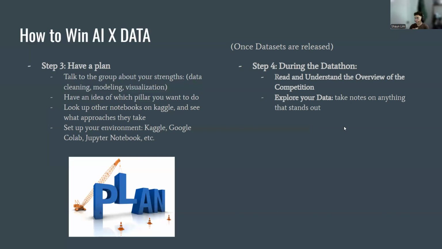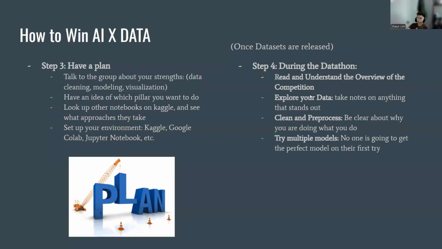Secondly, the first thing you're going to want to do obviously is explore your data, take notes on anything that stands out, and then clean and pre-process your data. You should be kind of familiar with this if you've attended previous workshops, or if this is new to you, this is definitely very, very important. But when you're cleaning and pre-processing your data, be clear about why you are doing what you're doing. You can't just randomly get rid of stuff or add new features and then have nothing to show for it or any explanation if you get asked. So definitely be clear, and while you're coding, maybe even put some comments in your code while you're doing it.